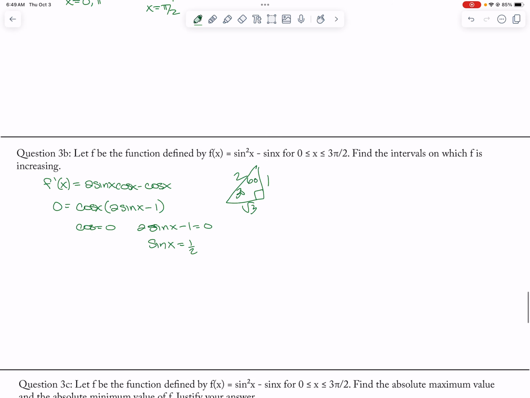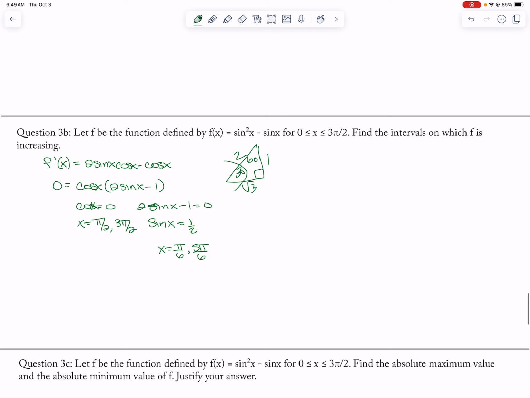Just do this so you don't mess it up. So the sine of 1/2 is the 30-degree angle, so that is pi over 6. And then it's also positive in quadrant 2, so that's also 5 pi over 6. Cosine of x is equal to 0 when x is equal to pi over 2 and 3 pi over 2.